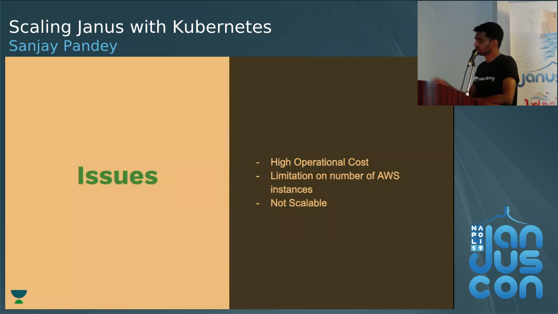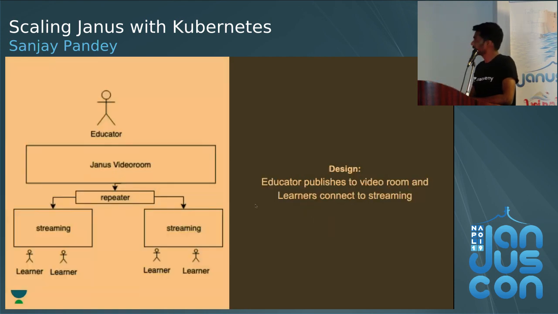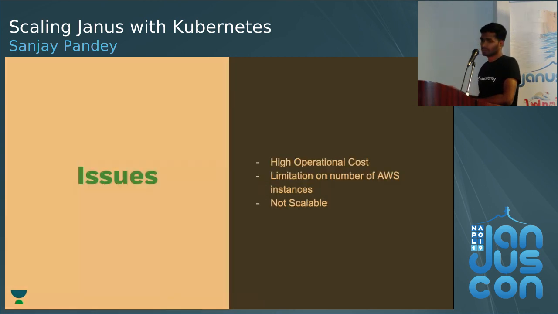So we thought of removing the bottlenecks from the streaming plugin and the video room plugin. We thought of moving all of these to containers, and moving these things to containers solved most of the problems. When we moved these to containers, we faced some problems of delay in the video streaming, but most of the problems were solved. Operational costs went down by 60%, and we don't have the limitation of AWS instances, and we were scaling very fast.